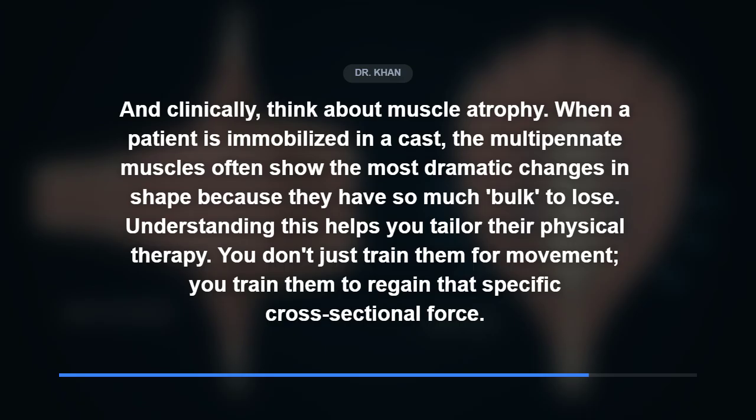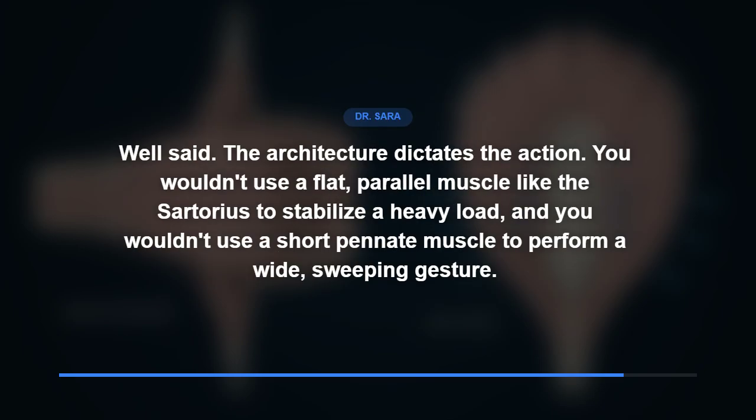And clinically, think about muscle atrophy. When a patient is immobilized in a cast, the multipennate muscles often show the most dramatic changes in shape because they have so much bulk to lose. Understanding this helps you tailor their physical therapy. You don't just train them for movement, you train them to regain that specific cross-sectional force.